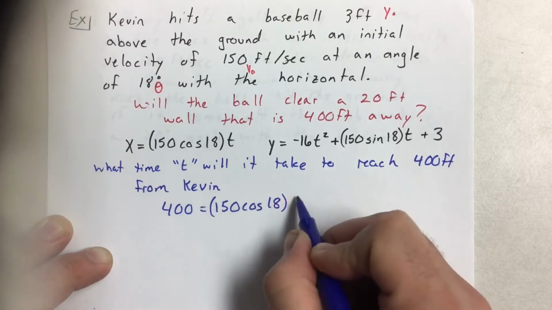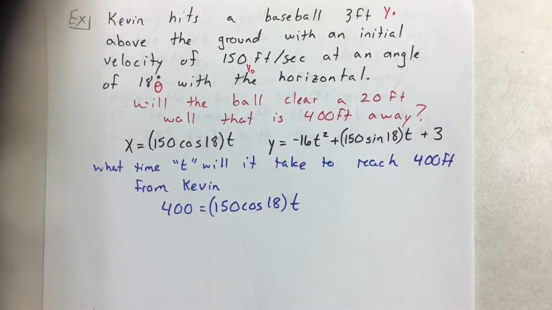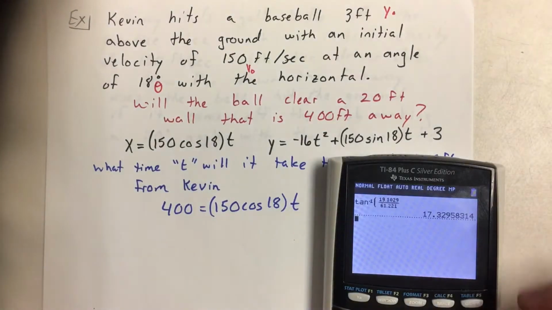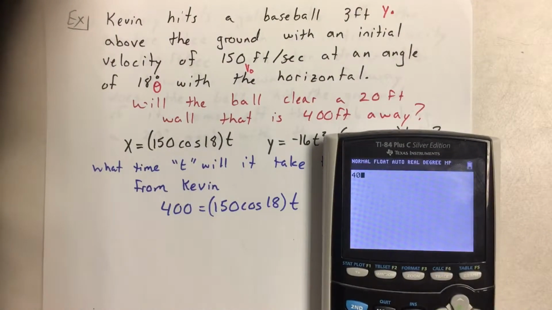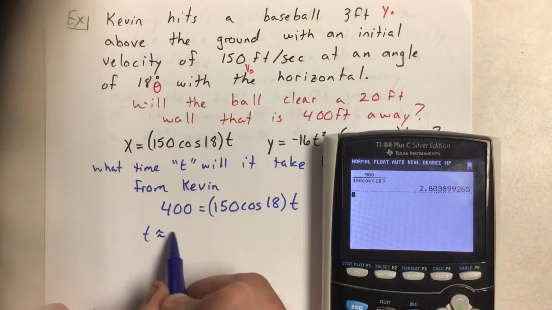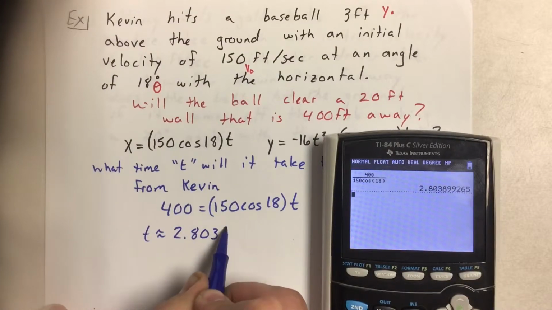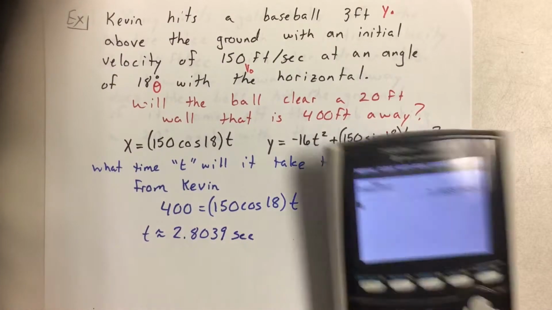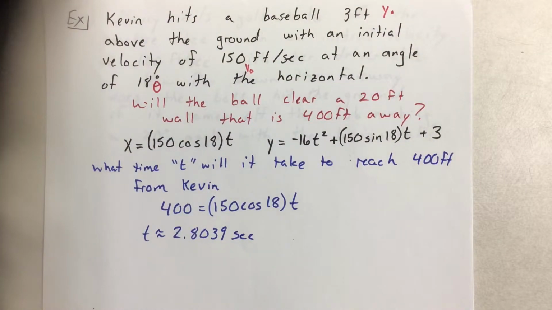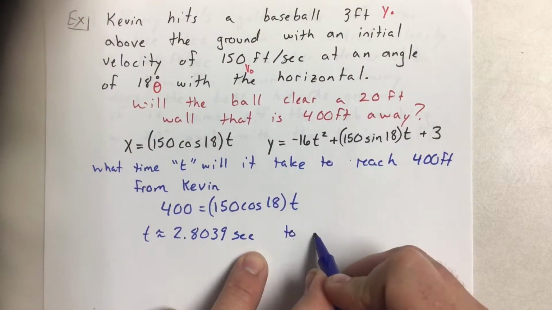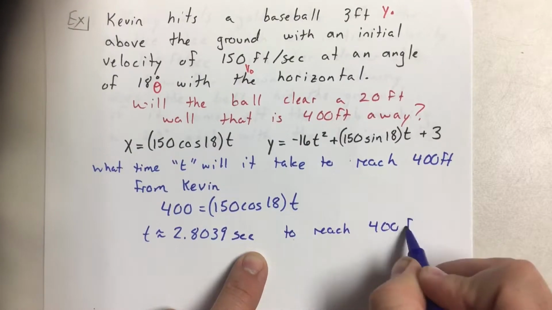Okay. So we have an equation that we can just solve. If we divide, let me clear what we have. We want 400 divided by 150 cosine of 18. We are in degrees, good, so we hit enter. And we see that our time is approximately 2.8039 seconds. This is the time to reach 400 feet.